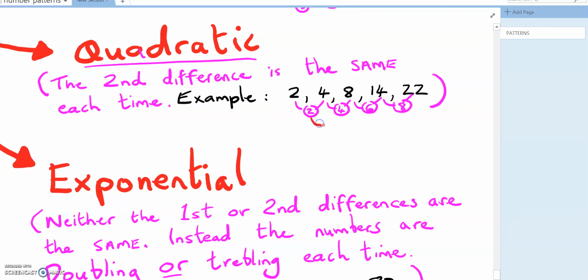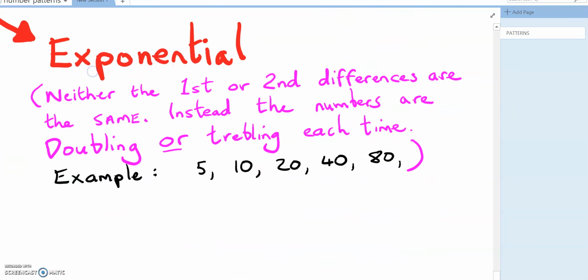But look, when I go and find the difference between these first differences, difference between 2 and 4 is 2. Difference between 4 and 6, 2. Difference between 6 and 8, 2. The second differences are the same. That's how I know it's a quadratic sequence. So the second differences are the same. That's a quadratic.